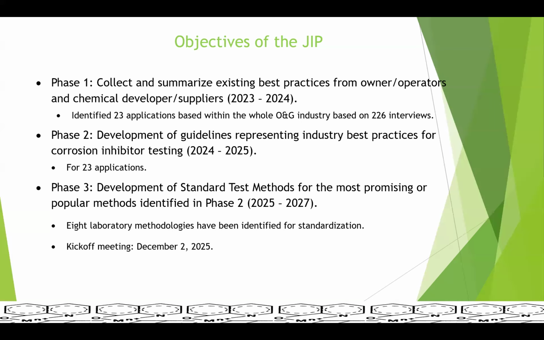In that process, we identified 8 laboratory methodologies that need to be standardized so that our inhibitor evaluation and selection across the industry will be consistent and based on precision. That is the focus of phase 3: development of standard test methods for the most promising or popular methods identified in phase 2. Phase 3 is being started on December 2nd, but we are opening this webinar so that people become aware of the importance of precision.